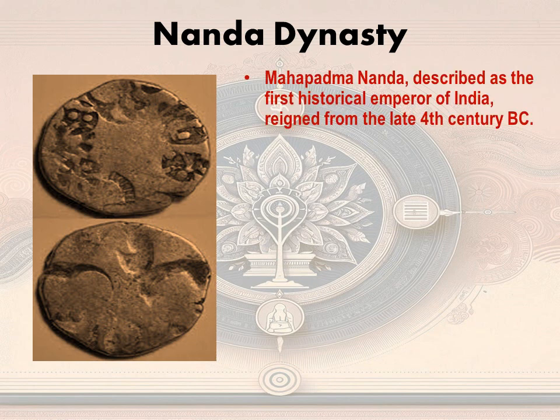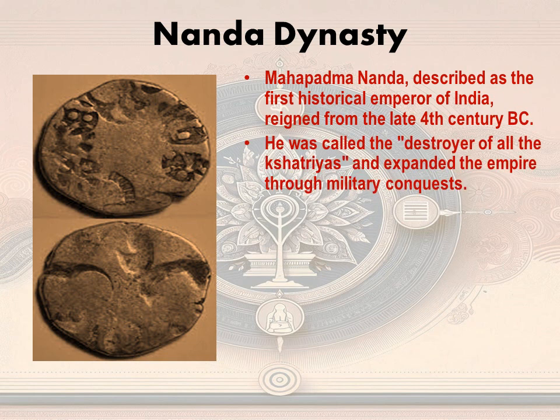Mahapadma Nanda, described as the first historical emperor of India, reigned from the 4th century BC. So Mahapadma Nanda was the founder of the Nanda dynasty, and he is considered the first historical emperor of India by many historians. He reigned from the late 4th century BC. He was called the destroyer of all the Kshatriyas and expanded the empire through military conquest.